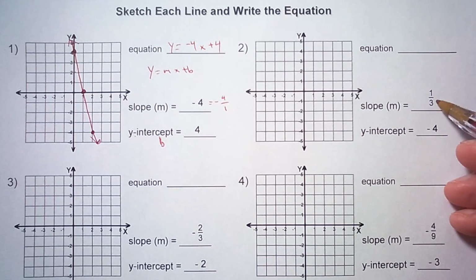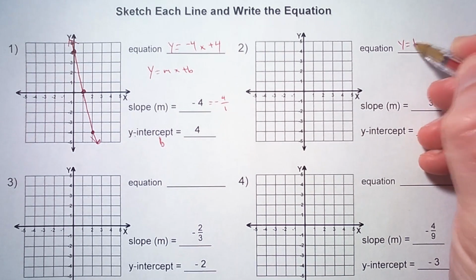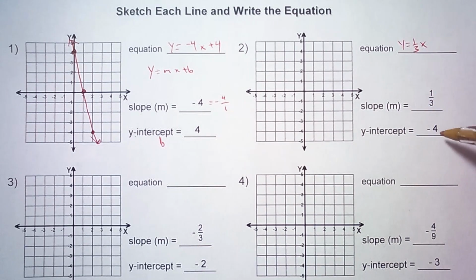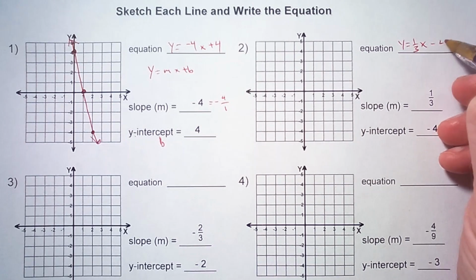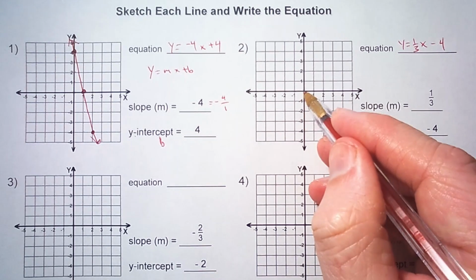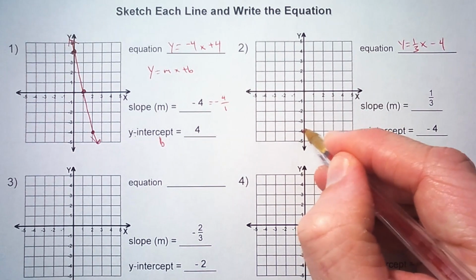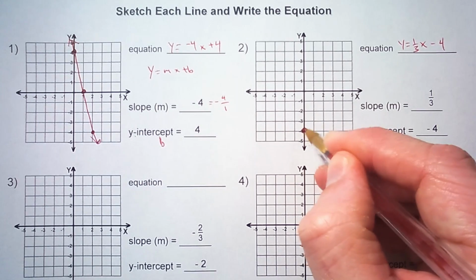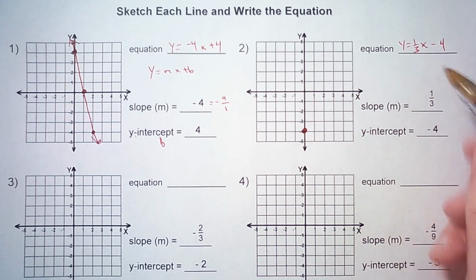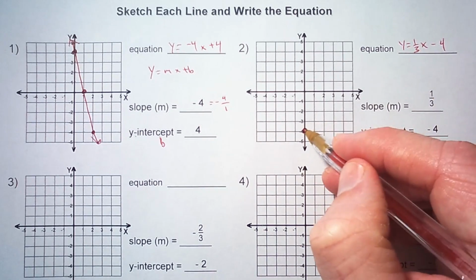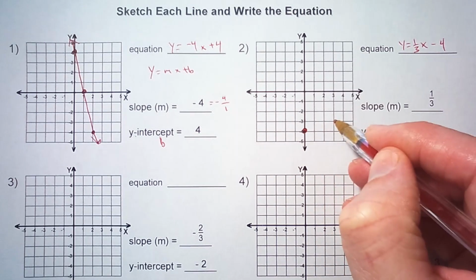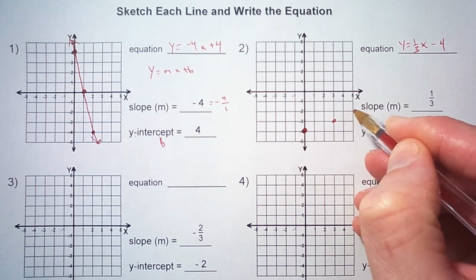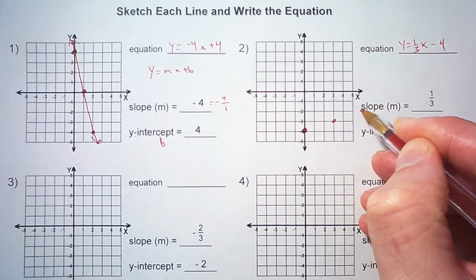Number 2, we have a slope of 1/3. So we have y equals 1/3 x, and then a y-intercept of -4. So we have a y-intercept of -4, so here, down 4, is where we touch the y-axis. We have a rise of 1 and a run of 3, so that's up 1 and right 3. And I'll just put 1 off the graph here, so that's up 1 and right 3.